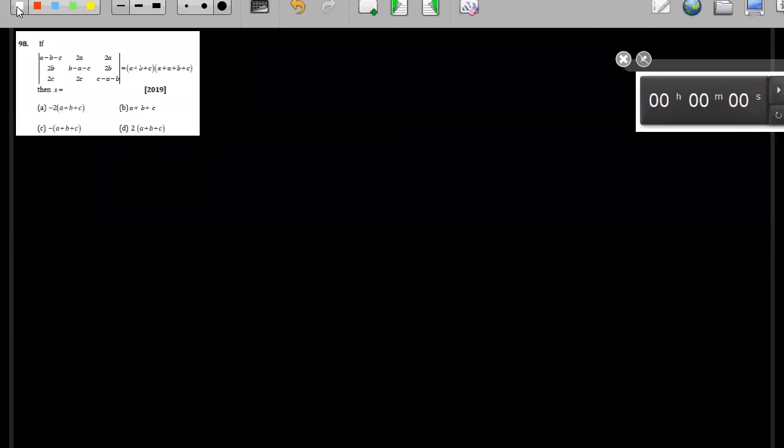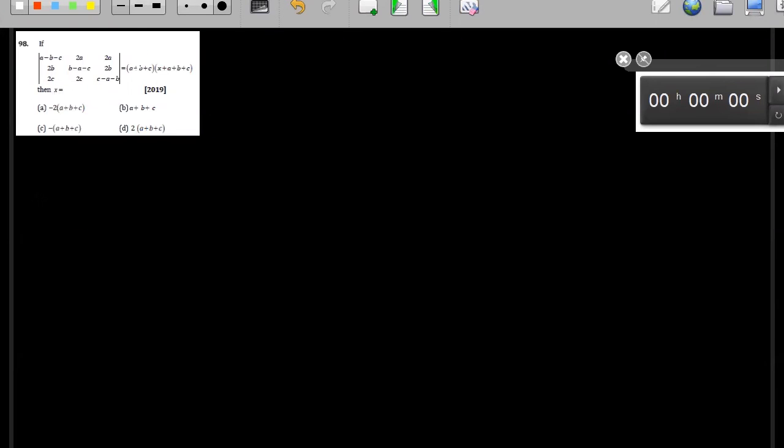Okay. See, the first thing is, just by looking at it, you will get this A plus B plus C. Sir, can we substitute one as ABC, right? You can substitute, but I don't think you will get the answer, because you will have squares. Maybe you will get it, but I don't think so, okay?